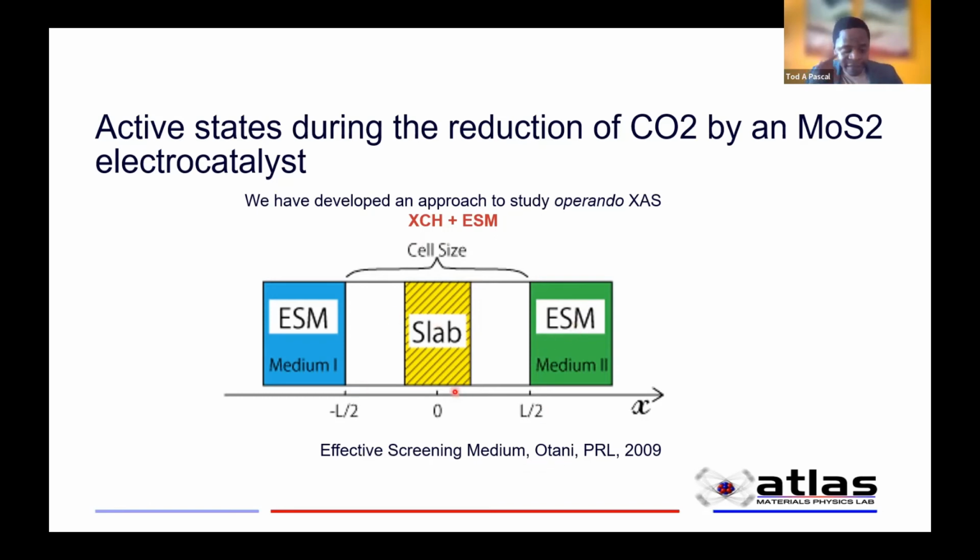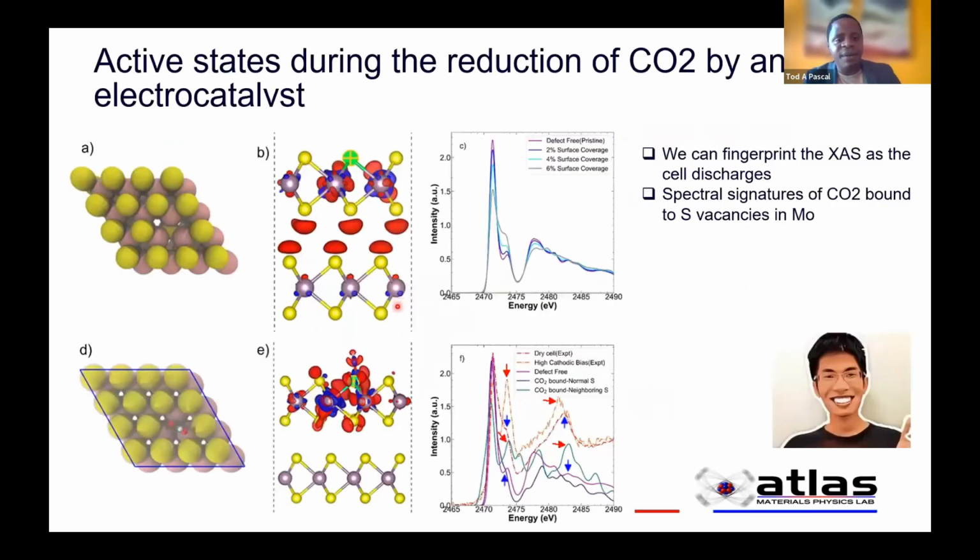And so we applied this effective screening medium within our DFT XAS to have effectively an operando XAS approach that we can then use to follow the actual progression of our XAS as a function of applied voltage. And when we do that, what we find basically is that applied voltage is not enough. Even if you start cranking up the voltage, you're not going to really see the changes in the experiment that were observed in terms of the modulation of this first and second peak. What you really needed was to have sulfur vacancies in the system.